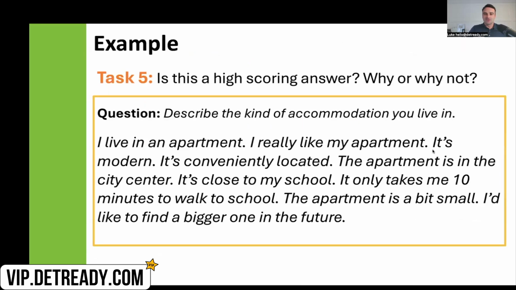Okay, so here's a task 5. Tell me, is this a high scoring answer? Why or why not? Now, if you joined my VIP lesson for members only last week, we've already done this, but if you didn't, if you're new here, what do you think? Is this a high scoring answer? Yes or no?